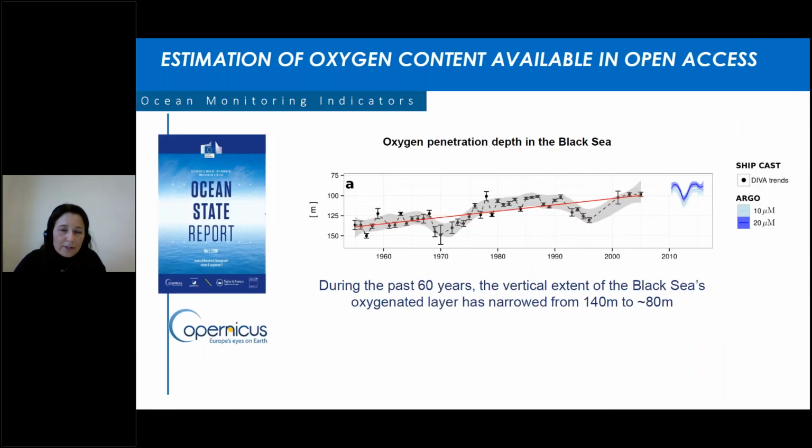Another thing that is important and that we are delivering is the oxygen penetration depth in the Black Sea. This picture shows you the estimation from observation and from Argo floats of the oxygen penetration depths in the Black Sea. And we have seen that during the past 60 years, the vertical extent of the oxygen layer in the Black Sea has narrowed from 130 meters to 80 meters. There are several reasons for that, on which we can come back afterwards. This type of information, you can find it in the Ocean State Report produced by Copernicus.